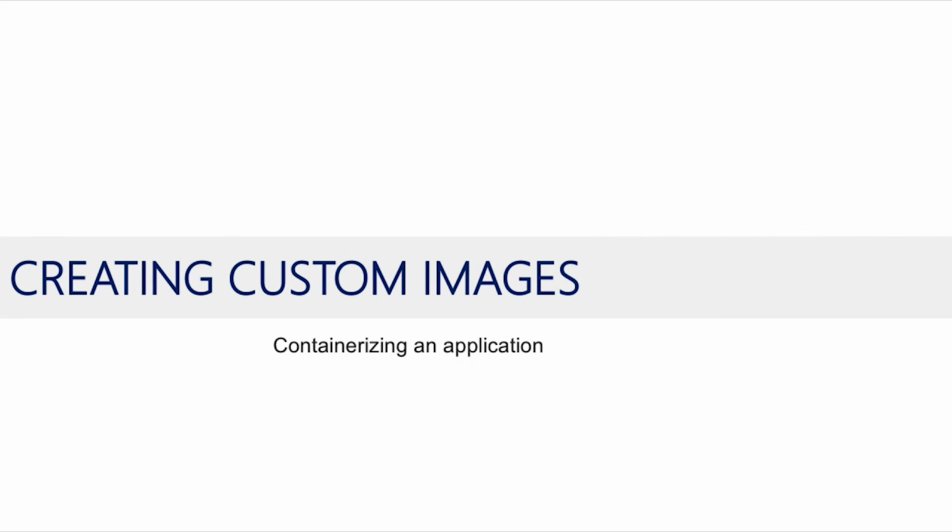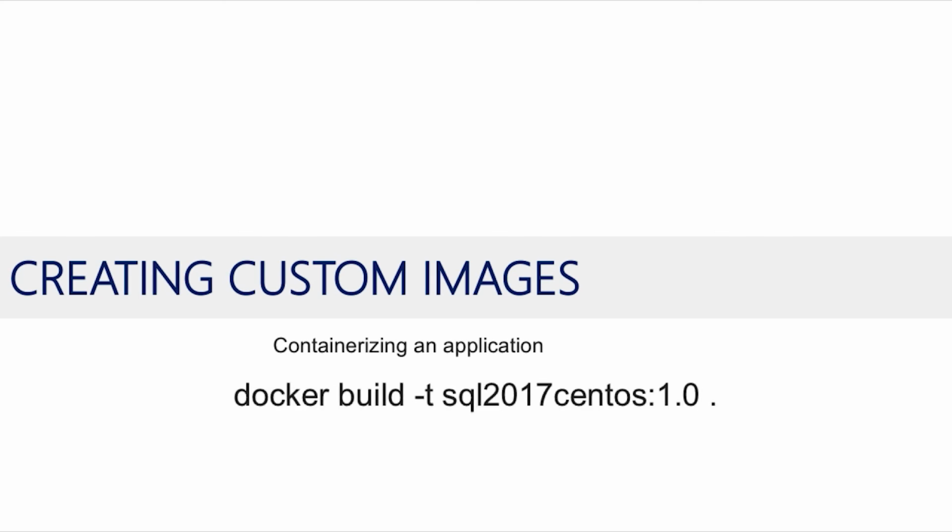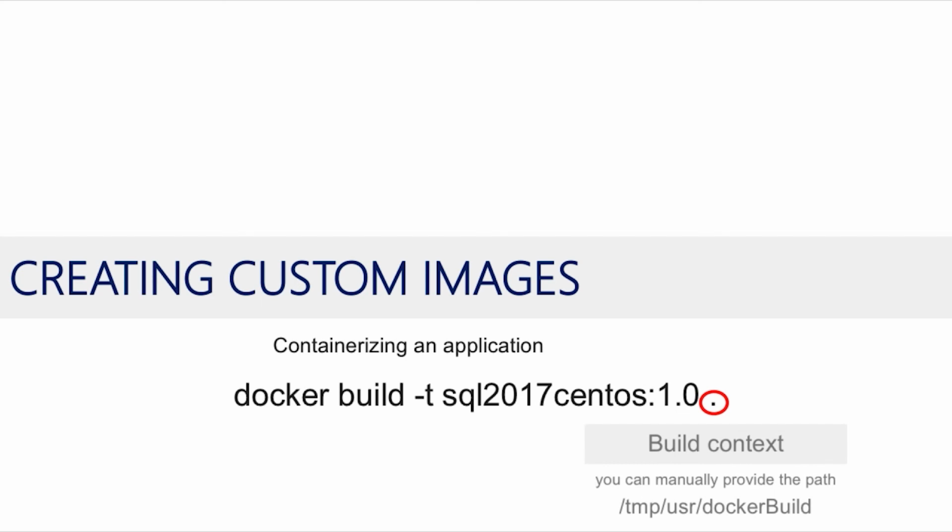To build a custom image using the Docker file, we use the docker build command. In this case, we're specifying the tag name, and the dot is just a reference point. We're telling the Docker daemon, hey, look for the Docker file in the current folder. Now, you can manually provide the full path if you want to. I'm just lazy. I'll just create a Docker file, put it in that directory, and run the Docker command from there.